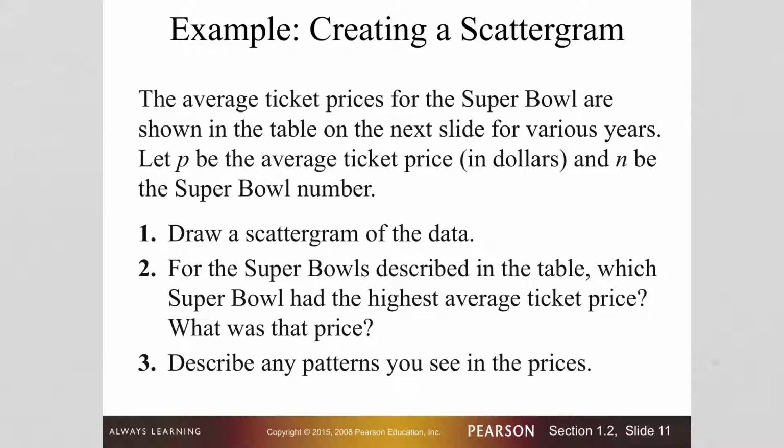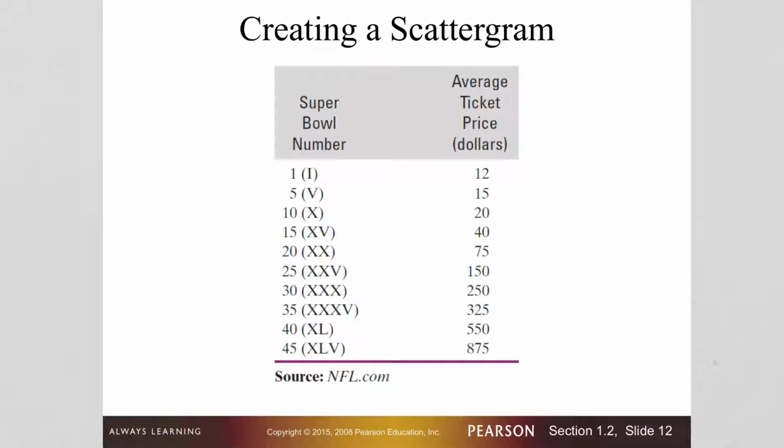Okay, so with problems like this, they truly are asking you simple things. They're not asking you to go into great depth. So on number 1, we're actually going to look at the data that they give us, and then we're going to put it on a graph. So let me show you that. Okay, so here's the data. Super Bowl 1, the average ticket price was $12. All the way up to Super Bowl 45, the average ticket price was $875.